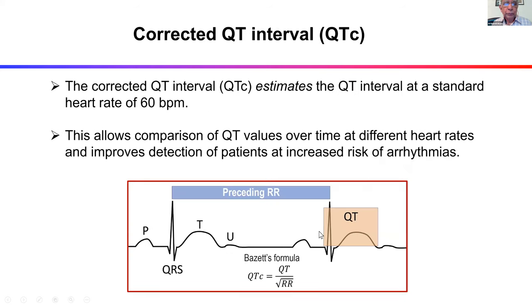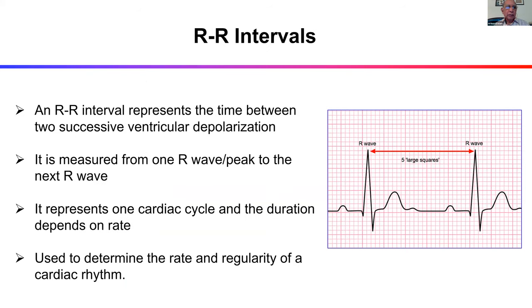And then this is the corrected QT, because we know that the QT interval varies with the heart rate. Mainly the Bazett formula is used here. QTc is the QT divided by the square root of the RR interval. By measuring the two intervals and applying the mathematical calculation, we can get the QTc, which is nowadays automatically calculated by the machine. So now the RR interval is important.